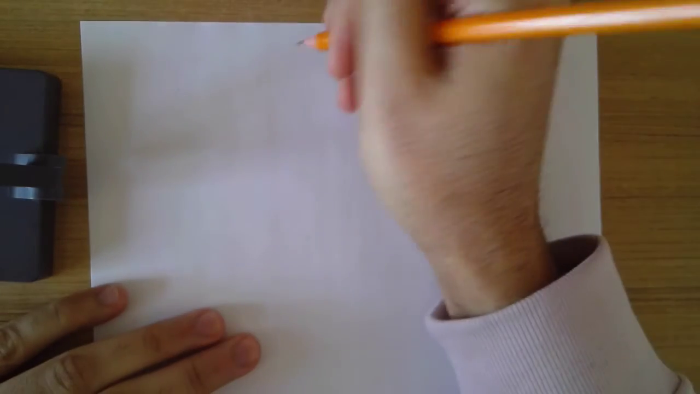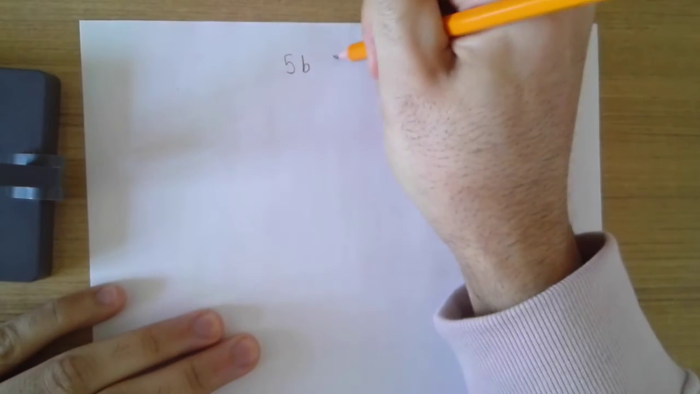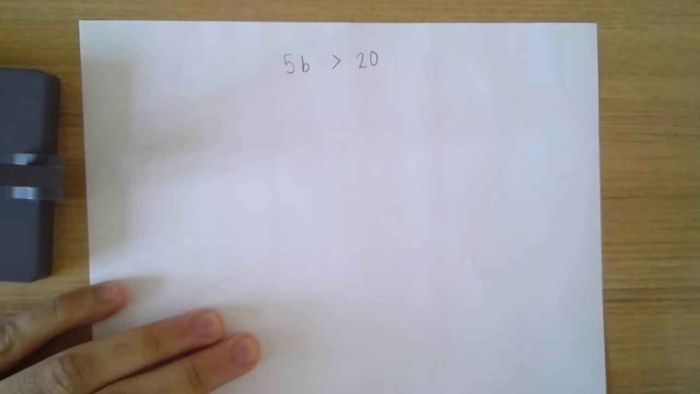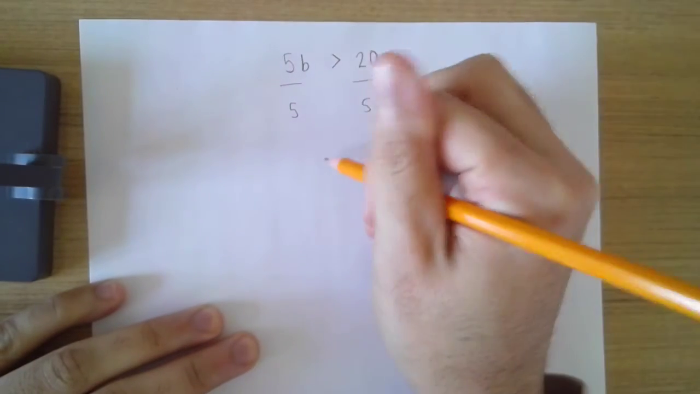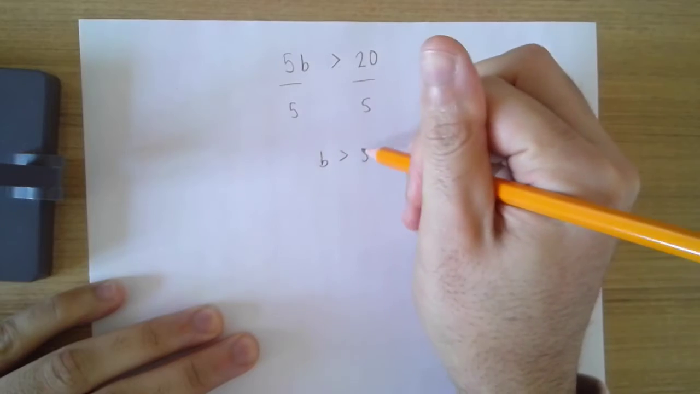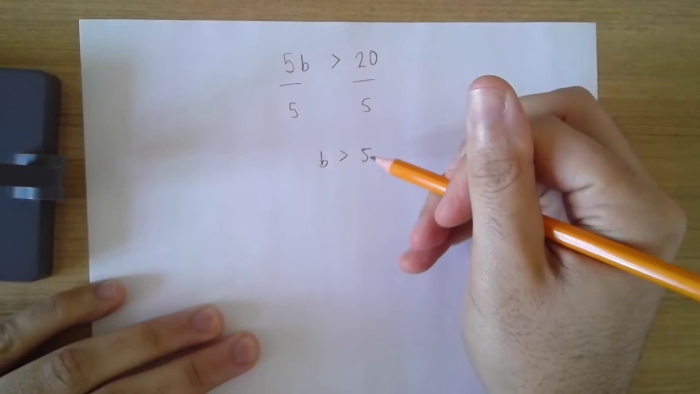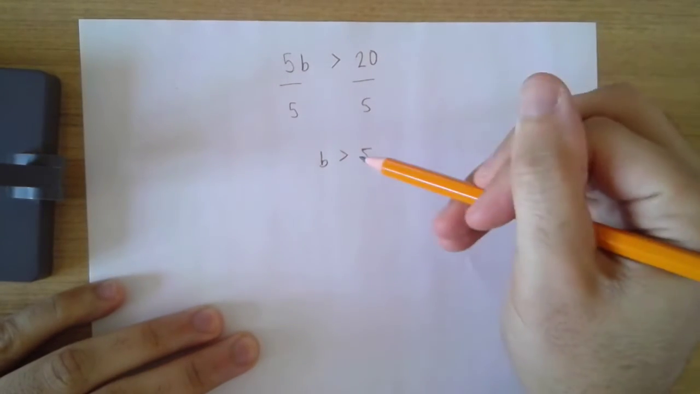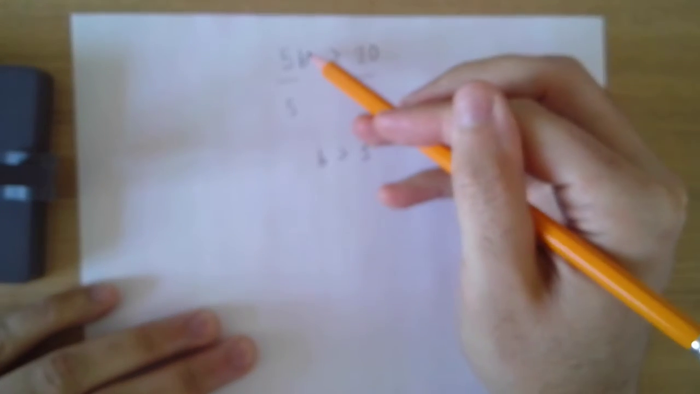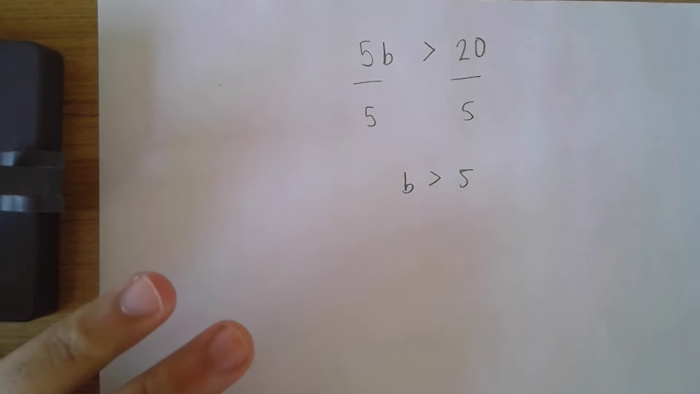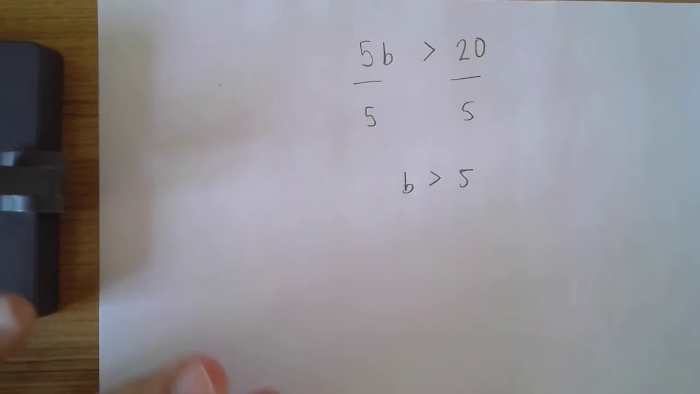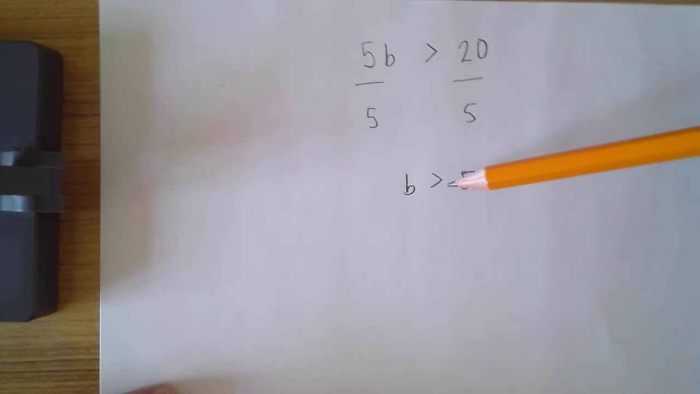For example, if I say that 5b is larger than 20, most of you guys will simply divide both sides by 5 and get b is greater than 5. Now, if this was the case, b must be any number that is larger than 5, and when I plug it into my original value, my inequality should be true. For example, let's try 6.